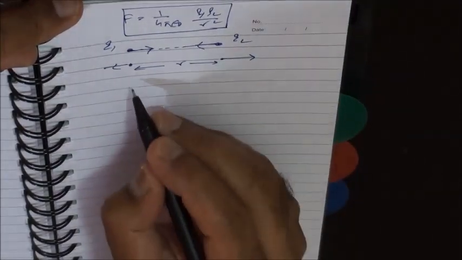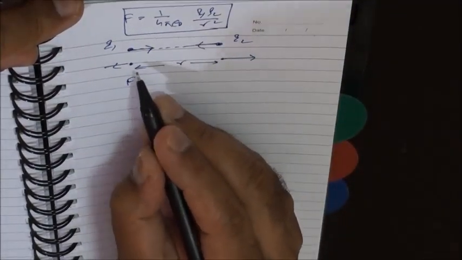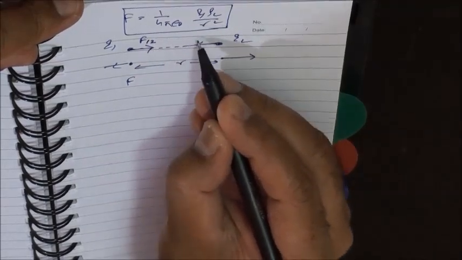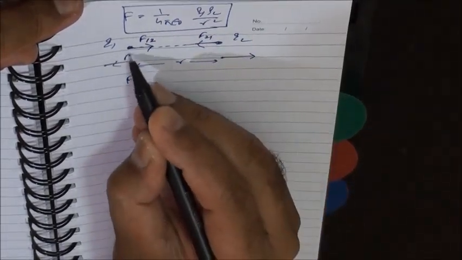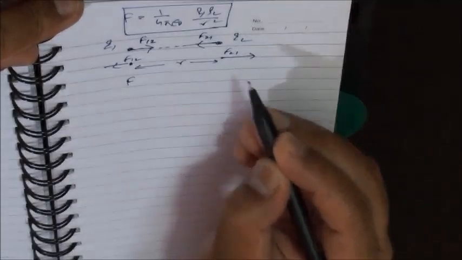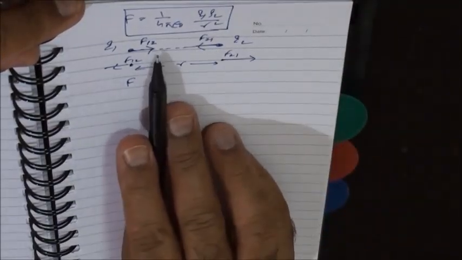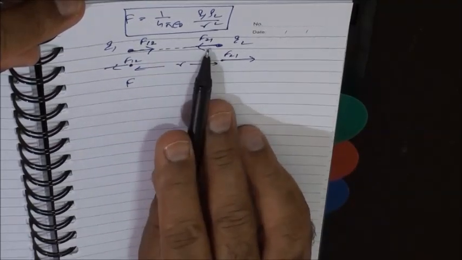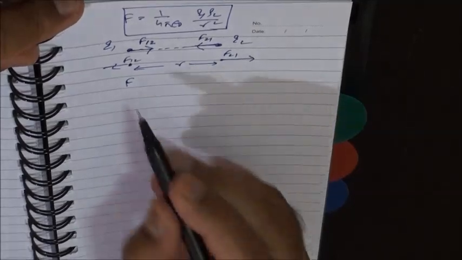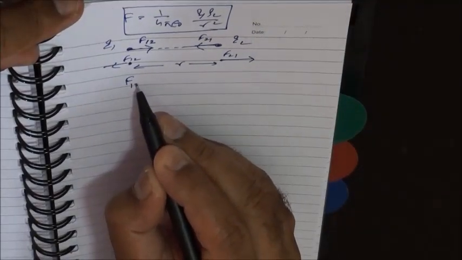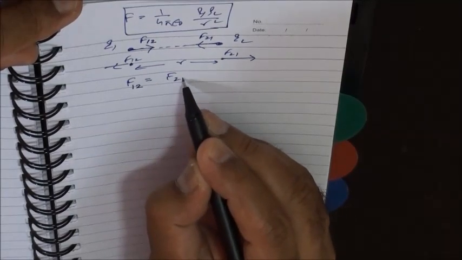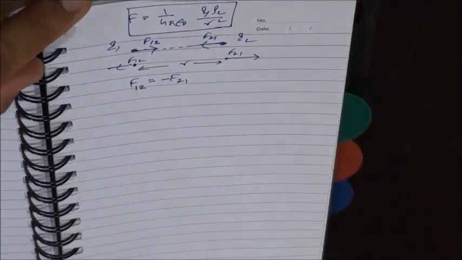What does it mean? What does it tell about the direction? Two things. Firstly, if I represent force on first due to second, and force on second due to first, in these cases, in the first case, this force is this. Opposite in direction. Here also opposite in direction. So force on first particle due to second is always equal to force on second due to first, but opposite in direction.